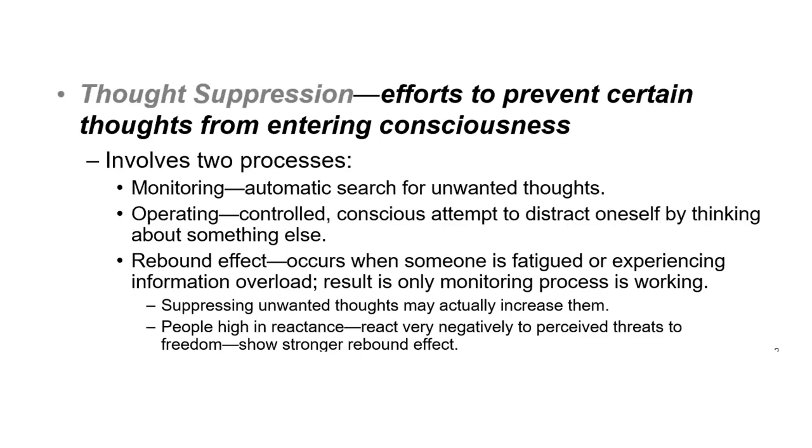Then there is thought suppression, basically the efforts to prevent certain thoughts from entering consciousness. It involves two processes. First one is monitoring, the automatic search for unwanted thoughts, then operating, which is the controlled conscious attempt to distract oneself by thinking about something else. There is the rebound effect, which occurs when someone is fatigued or experiencing information overload. The result is only monitoring processes working. Suppressing unwanted thoughts may actually increase them. People high in reactance, who react very negatively to perceived threats to freedom, show a stronger rebound effect.